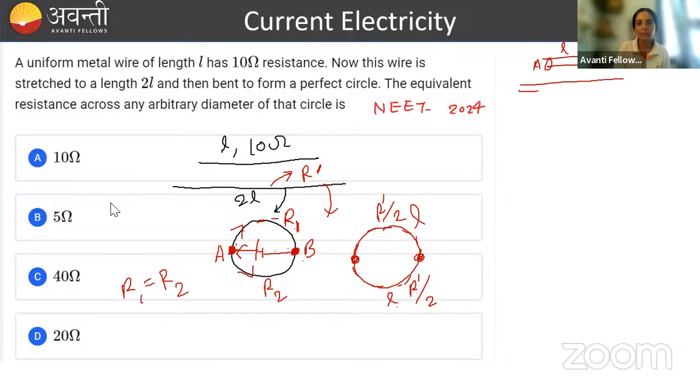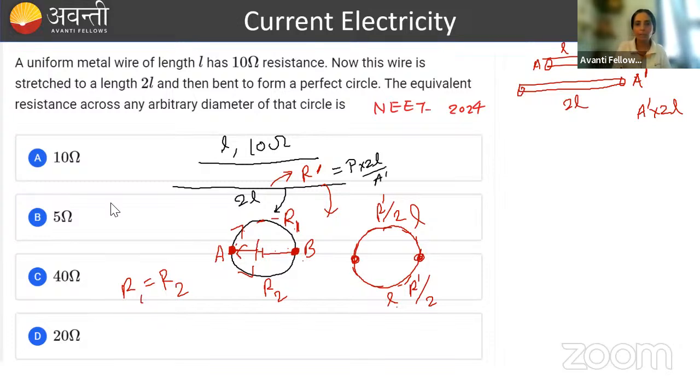Finally, its area of cross section must have decreased because its length is 2L. So area of cross section is A dash for length 2L. And whenever you are stretching the wire, what remains constant? That is your volume. Always remember. So volume of the first wire can be written as AL and that of the second can be written as A dash into 2L. These two volumes must be equal. Equate those two volumes and you will get A dash. Why are we calculating A dash? Because we need to calculate R dash. And R dash will be equal to rho into 2L by A dash.